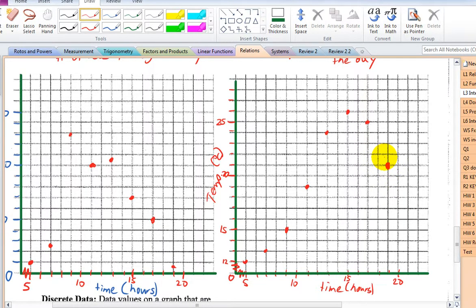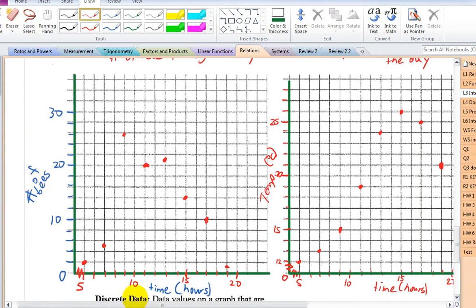Okay. Should we connect the points here? Do you guys see a relationship here? What's happened to the temperature? Kind of, right? So what we can do, and it kind of makes sense because what are we graphing over here on the left?